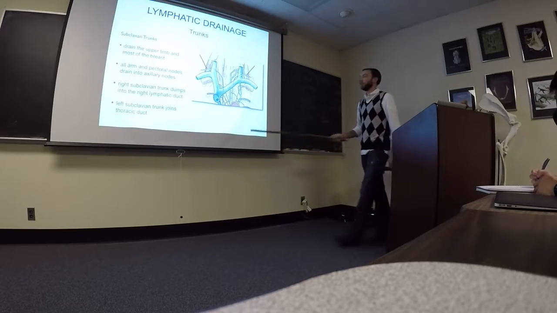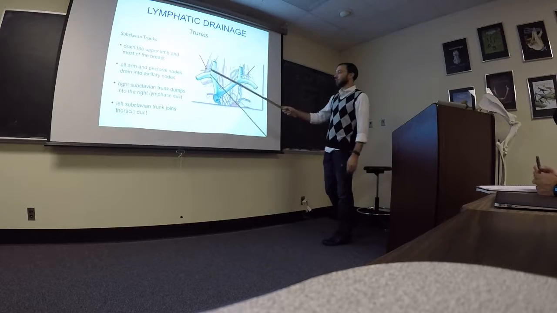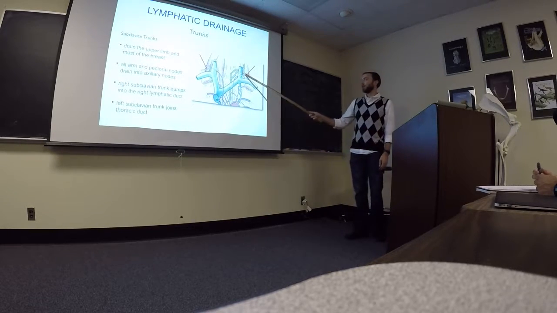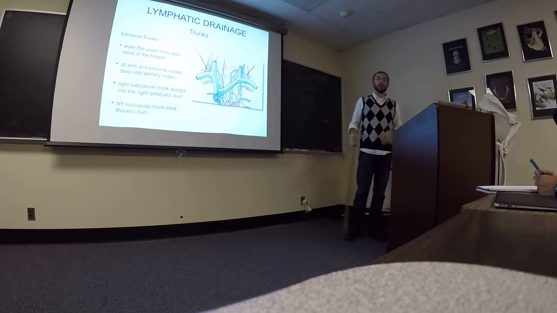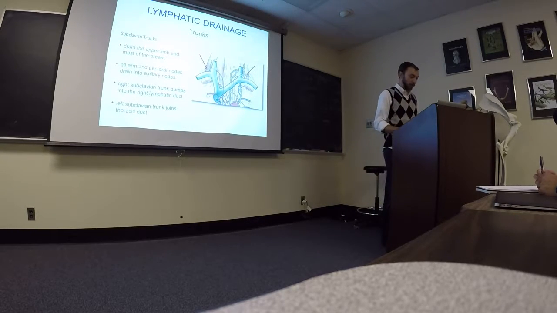Right, so here are our 2 subclavian trunks. On the left side, it will join with the thoracic duct. On the right side, it will join with the right lymphatic duct. So we'll talk about ducts in a couple minutes.